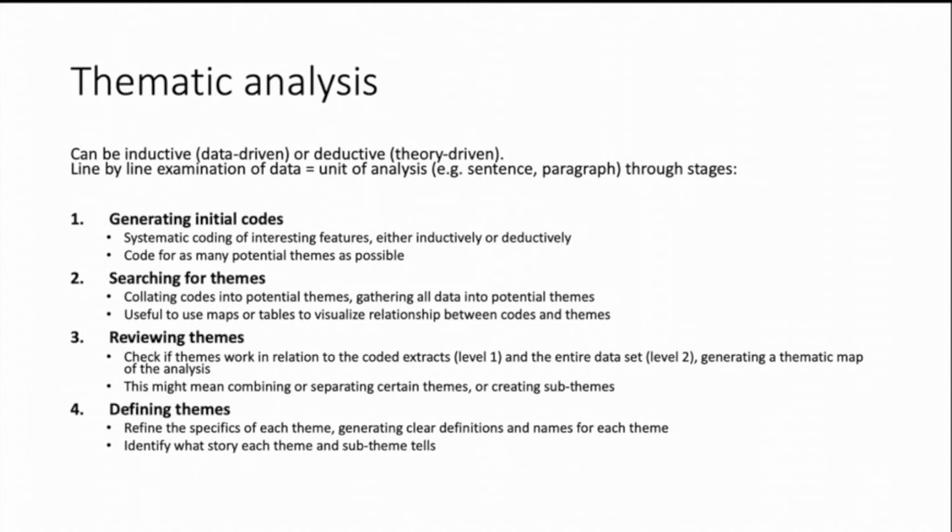The third stage is about reviewing themes. So what you want to do here is check whether the themes that you've identified work in relation to all the coded extracts that you have, and also whether they work with the entire data set. Is there anything that you've missed? Can you create a thematic map of the analysis? And again, this is where you might want to be combining or separating themes or creating sub-themes if there's too many, if one theme is maybe particularly dense or rich.